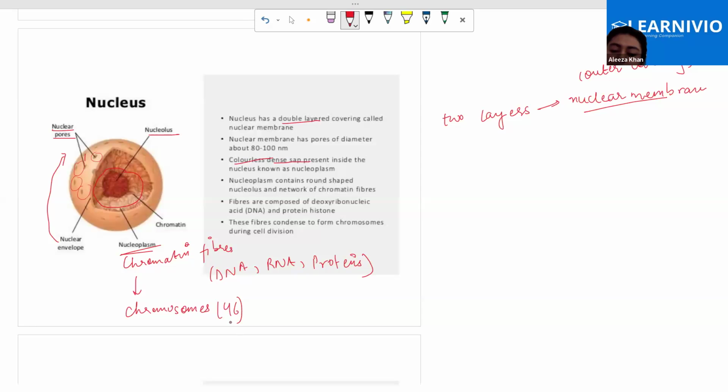Okay. So these characters, the genes, the chromosomes are inherited in the form of the nucleus only. Are all parts clear to you? Yes, ma'am.